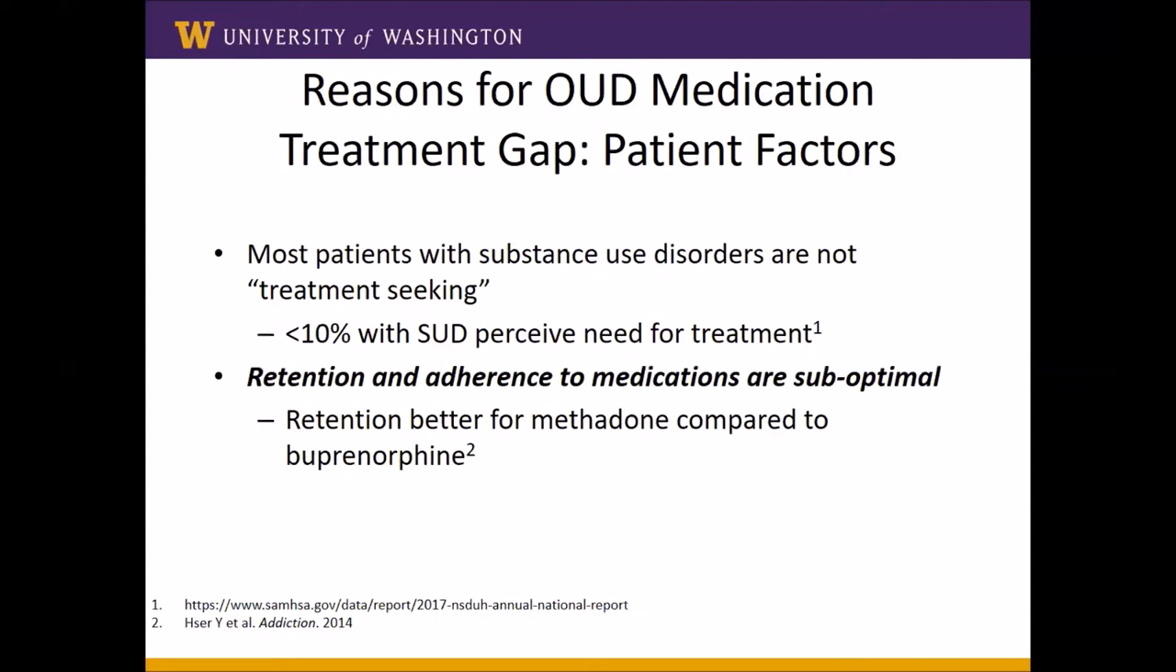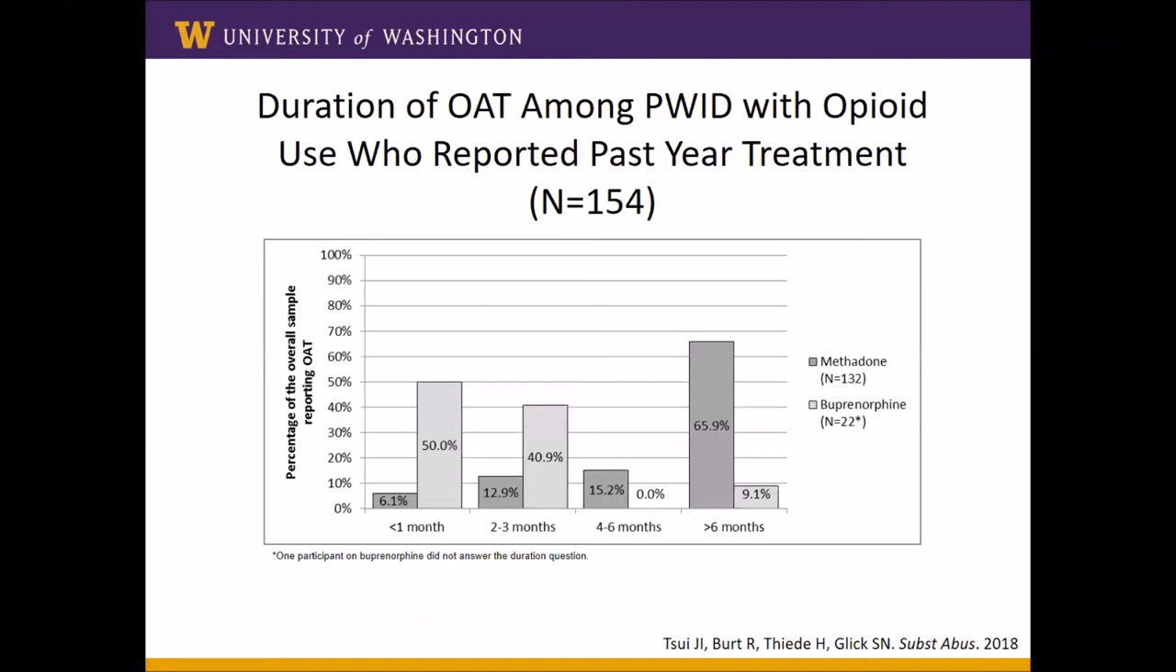So another important reason for the medication treatment gap that I've already alluded to are the suboptimal rates of adherence and retention. This is particularly a problem for buprenorphine compared to methadone. Methadone has been shown to have better retention in studies. And in fact, we saw this in the earlier study that I presented to you, which looked at self-report of treatment with methadone or buprenorphine in the past year among people who inject drugs.